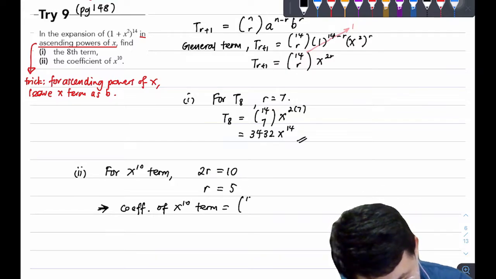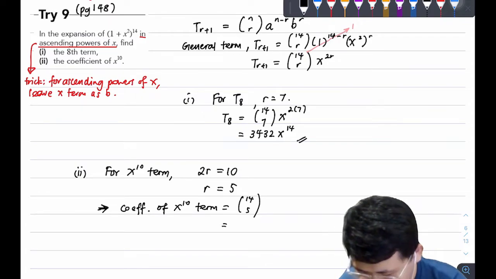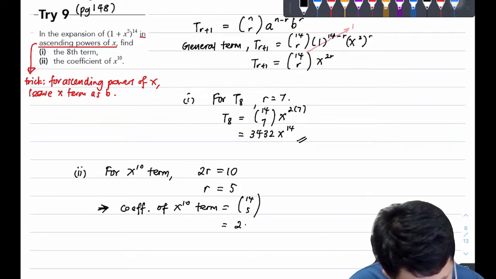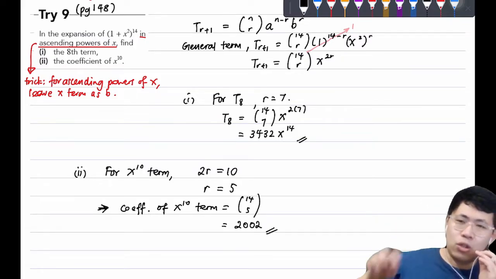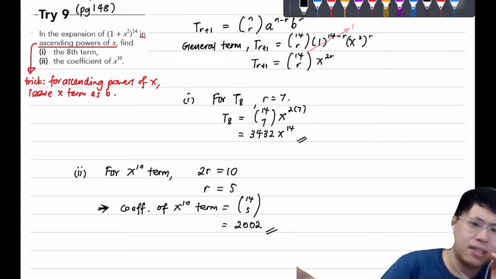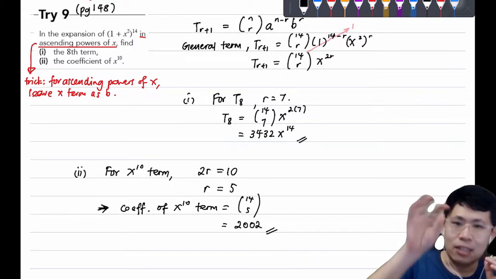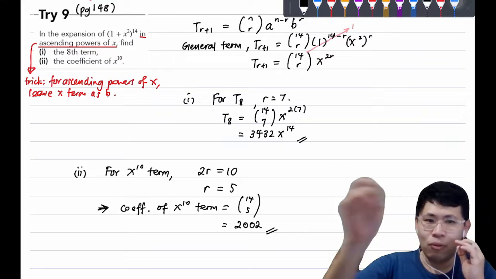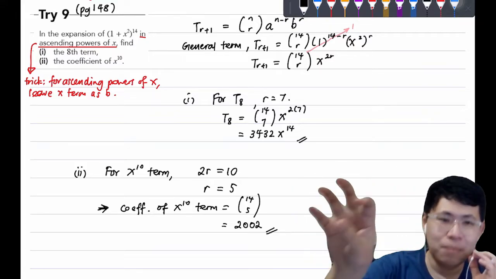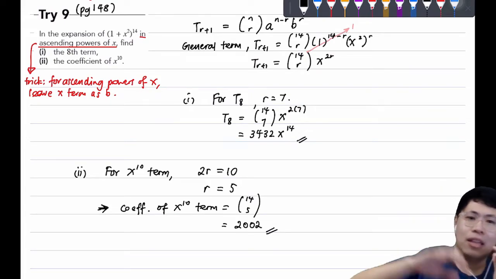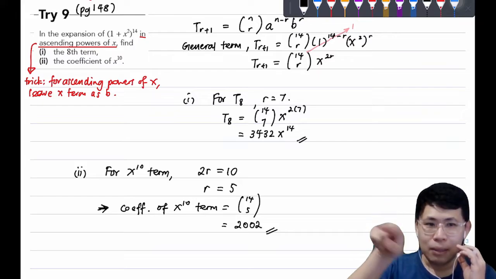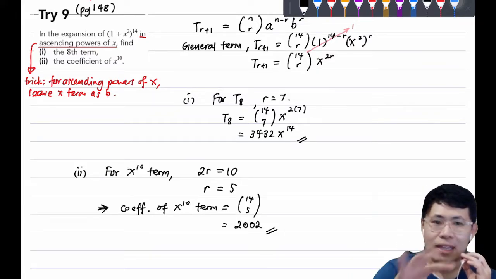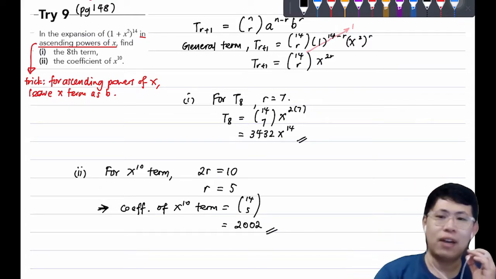So over here the coefficient, the number is 14 choose 5. The r is 5, so this is going to be 2,002, just like that. So the lesson of the day is we don't have to expand every single thing to find a specific term. Number one, when we're looking for the 8th term, r equals 7. Number two, in order to look for the x to the power of 10 term, we need to let the power equal 10, and we find the r so that we can sub in to find the coefficient.